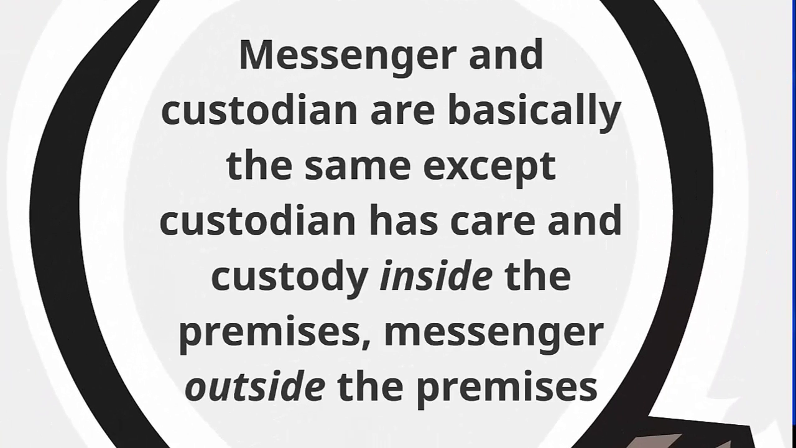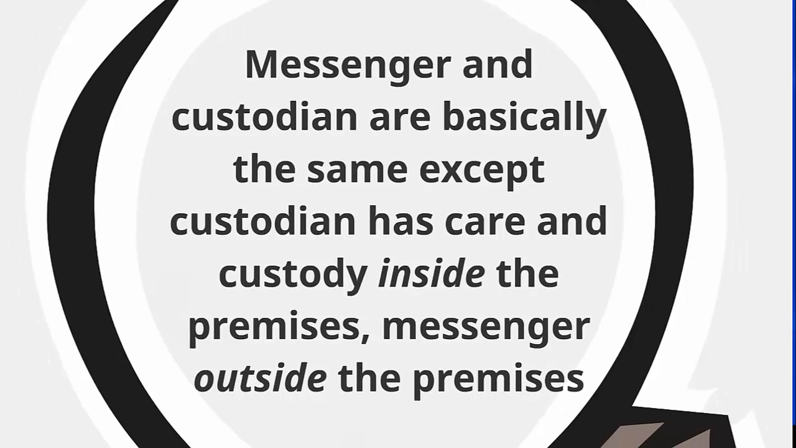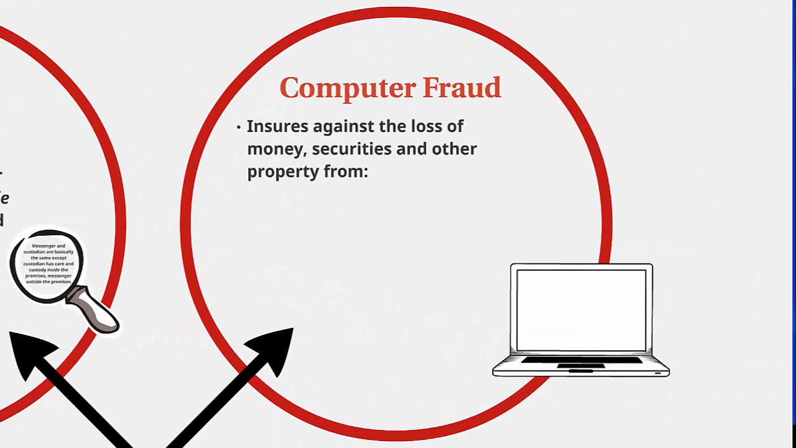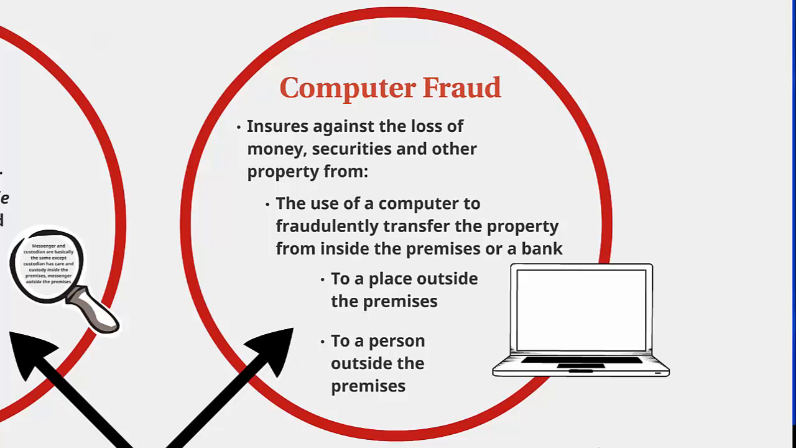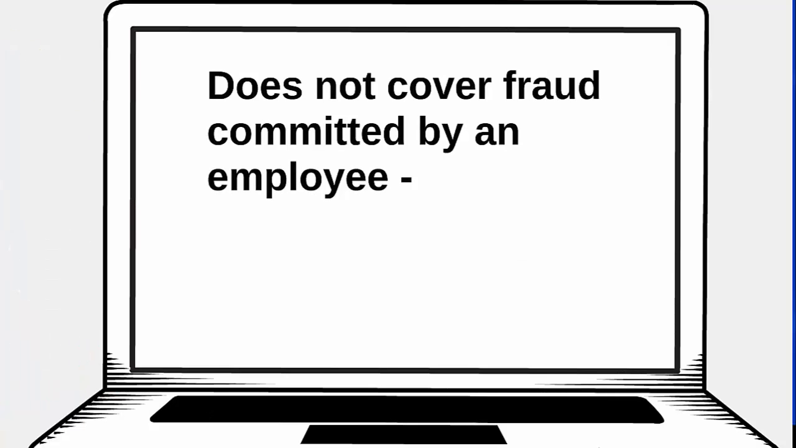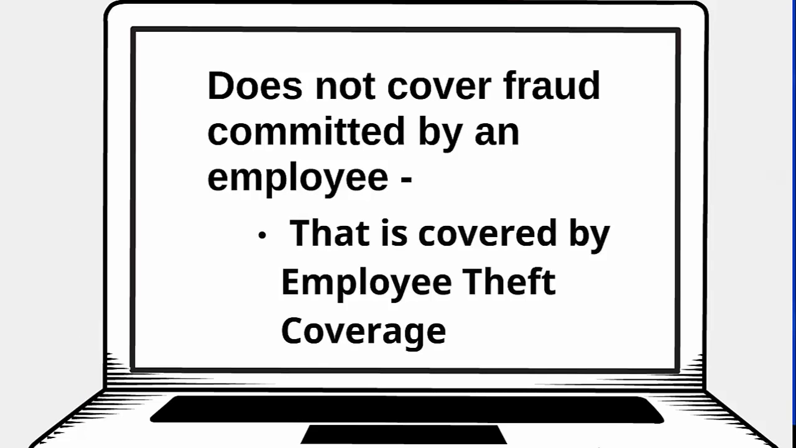The messenger and the custodian are basically the same, except the custodian has care and custody inside the premises. The messenger has custody outside the premises. Computer fraud insures against the loss of money, securities, and other property from the use of a computer to fraudulently transfer the property from inside the premises or a bank to a place outside the premises or to a person outside the premises. It does not cover fraud committed by an employee that is covered by employee theft coverage.